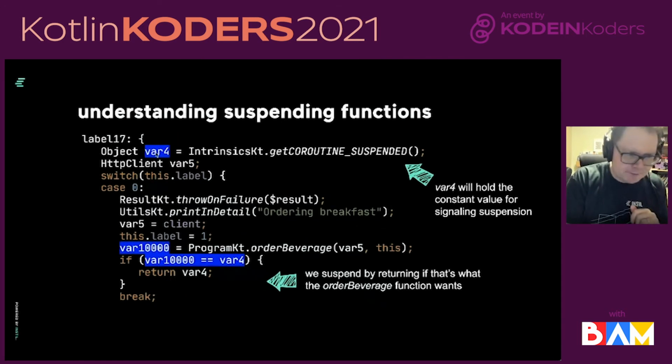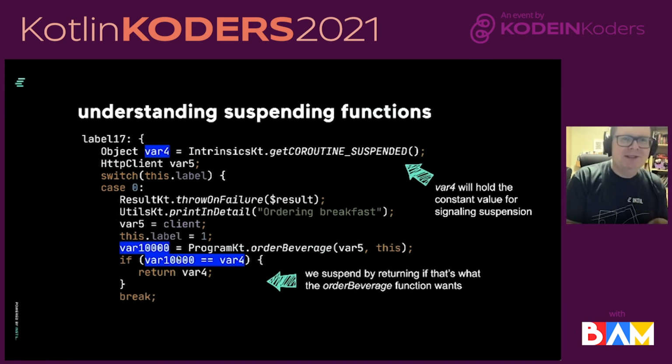So here, var4 is going to contain this special coroutine suspended value. And we're going to start off at case 0. So we're going to switch on this thing called label. And by default, the label will be set to 0. So what are we going to do? Well, we're going to set label to 1, and then we're going to call order beverage. And the value that comes back, we're going to store in this special variable called var 10,000.